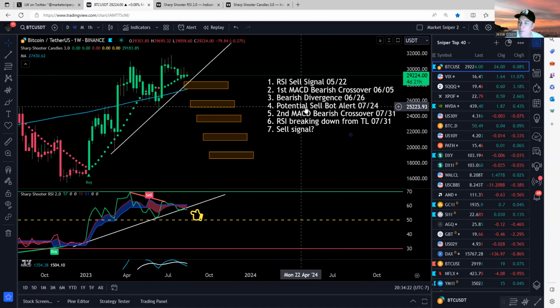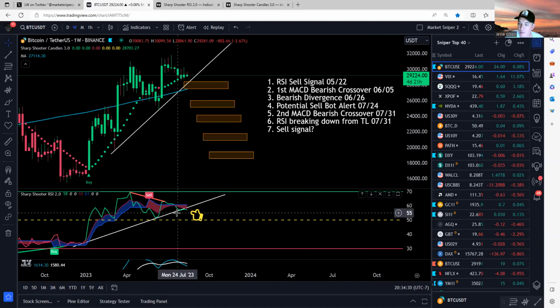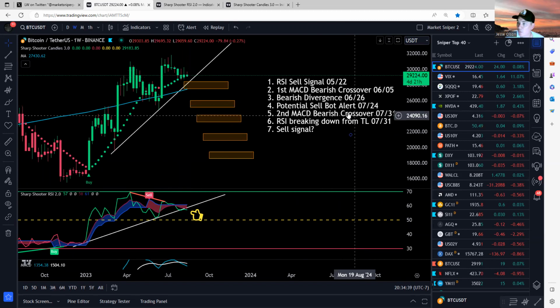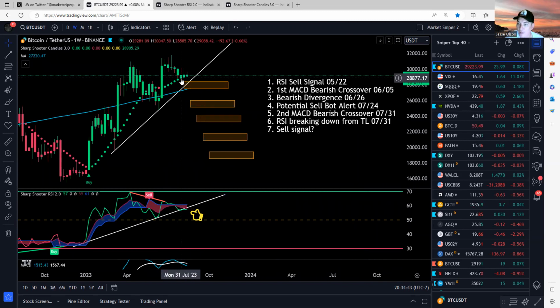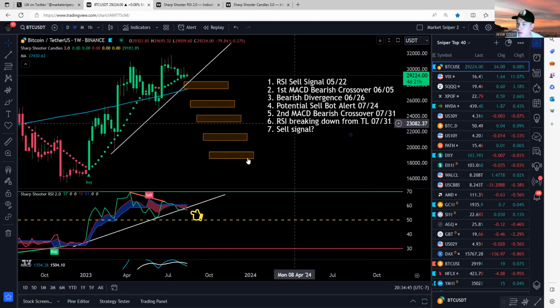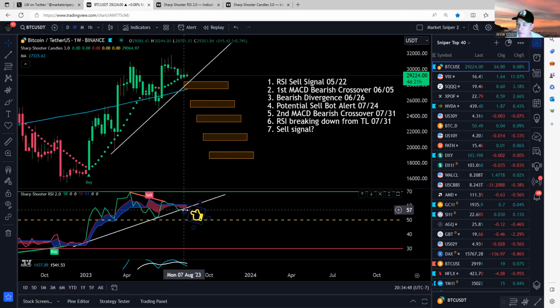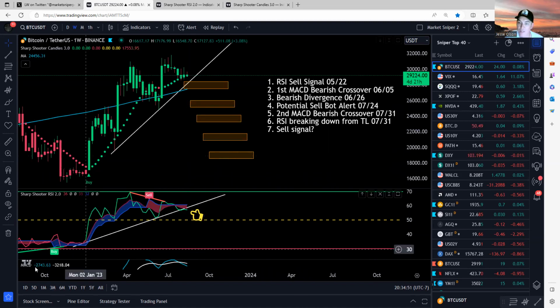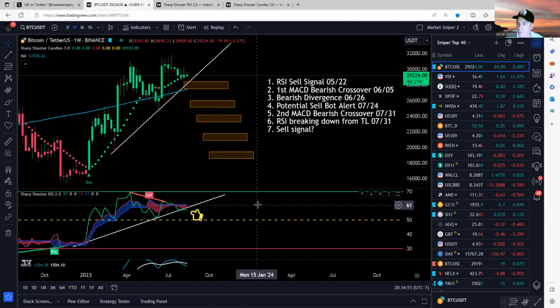So you would receive a bot alert of a potential sell, and it doesn't happen very often because it's on the weekly chart, and that would have been the week before on July 24th, that week, right there basically on that candle. It would have been a potential sell, right? Of course, some more wicks along the way, and then a second MACD bearish crossover the following week. And here we are. RSI, as I'm pointing out here, is breaking down from this longer term upward trend line, right?